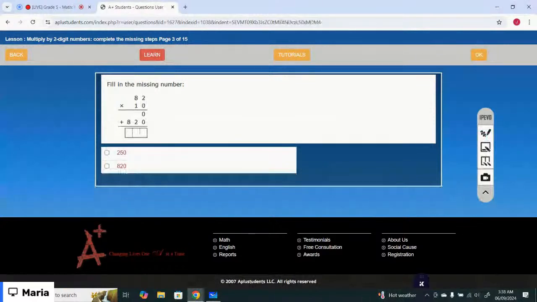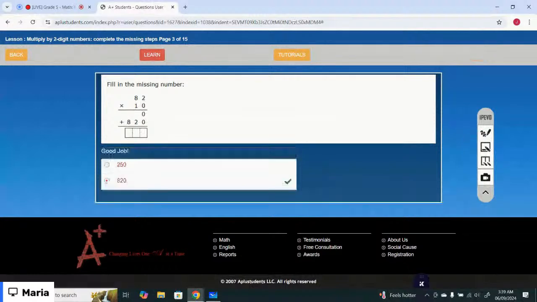Okay, fill in the missing number. So which number is missing? The missing number is, you have to add, right? The missing number is 820. Option number 2 is the correct option.